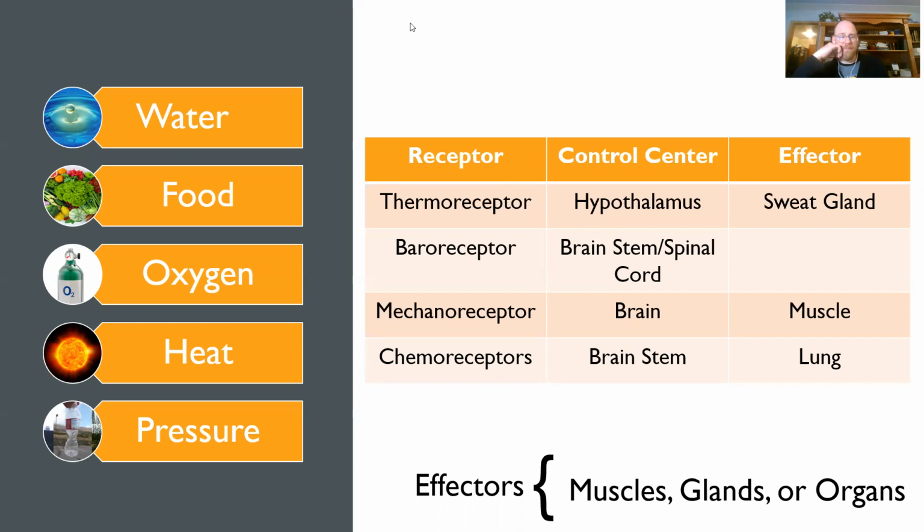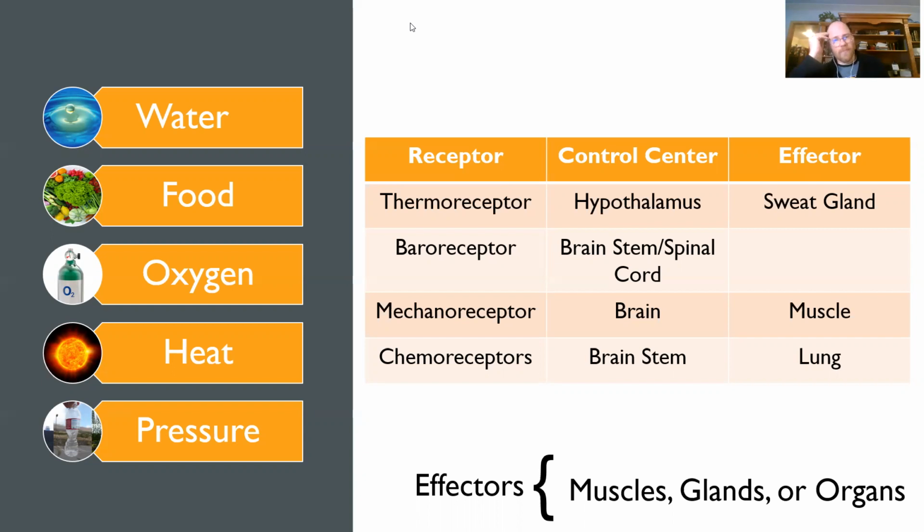It's a very primitive feedback loop, right? Mechanoreceptors are in muscles, also in ligaments and joint capsules and tendons, right? The control center there is the brain itself, the cerebrum, cerebellum, right? And the effector there is a muscle, right? That helps us move to adjust our position in space, right?